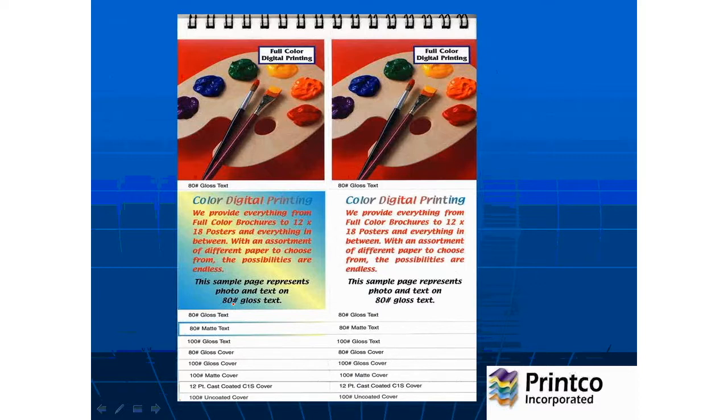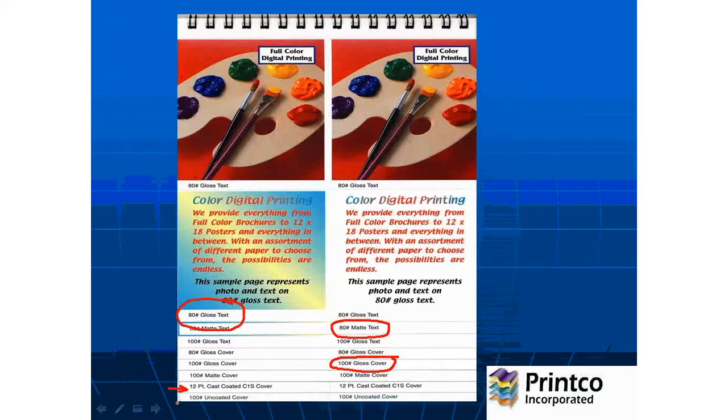Now move the first sheet in the book up slightly so that you can compare the 80-pound gloss text to the 80-pound matte text. See how the light in the room may have some glare on the gloss sheet, but also see how the colors on the gloss sheet seem to pop more than the matte sheet. Now compare the 100-pound gloss cover to the 12-point cast-coated C1S cover. All of a sudden that gloss cover sheet, which seems so shiny, is practically dull compared to the cast-coated sheet.